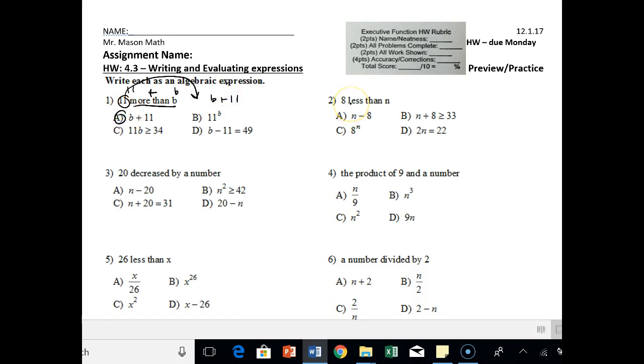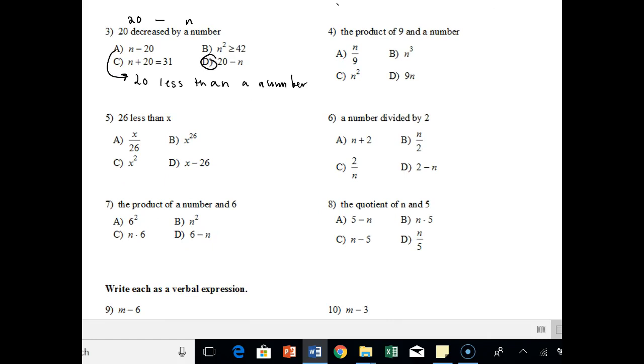Number 2 is very tricky. Read it carefully. Number 3 says 20 decreased by a number. So 20, look at your chart. Decreased by means what operation? Subtraction. A number. We don't know what the number is. It's just an n for right now. So 20 minus n, d, not n minus 20. N minus 20 would be 20 less than a number. Sorry, I messed up. Less than a number.